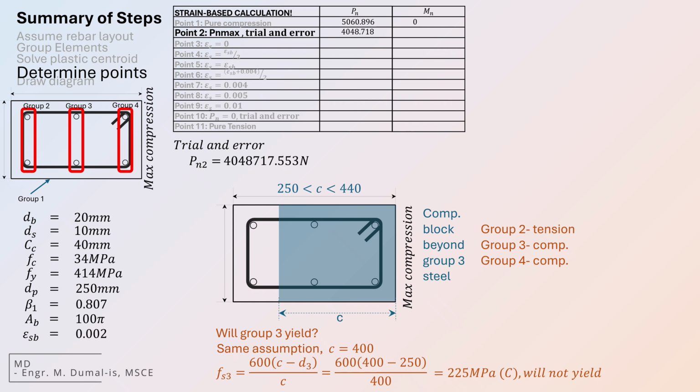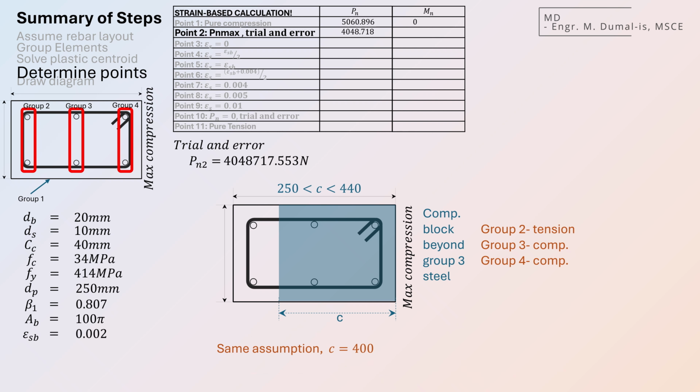Group 3 is in compression, and the result of the calculation is also less than Fy, so again not yielding. Group 4 remains in compression, and its stress reaches Fy, so it's yielding.